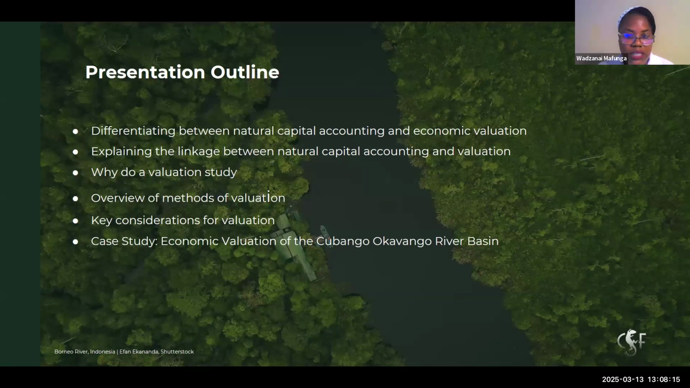And then my colleague will take over and give an example of a case study of an economic valuation that we did for the Kavango River Basin. Next slide, please, Sam.